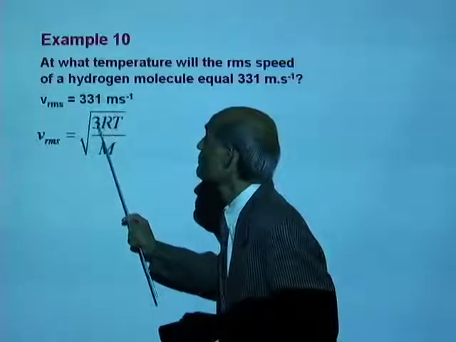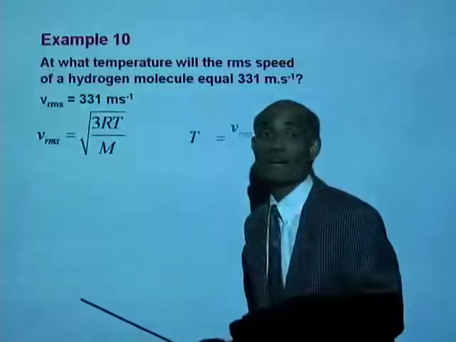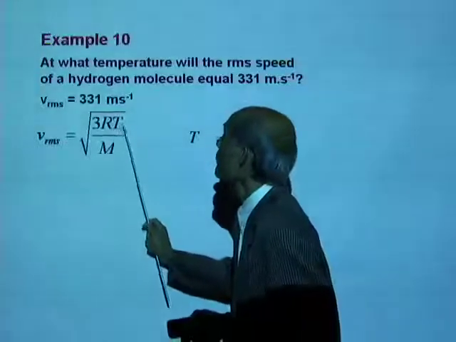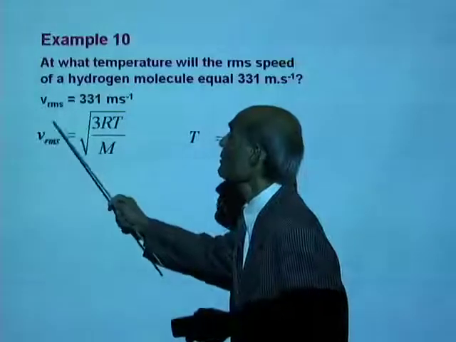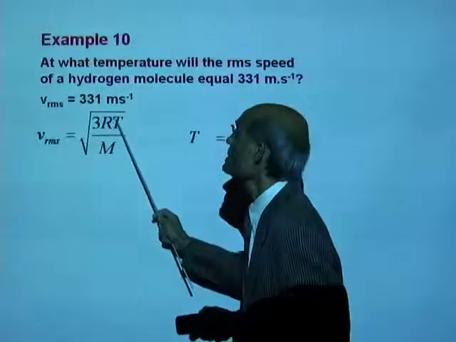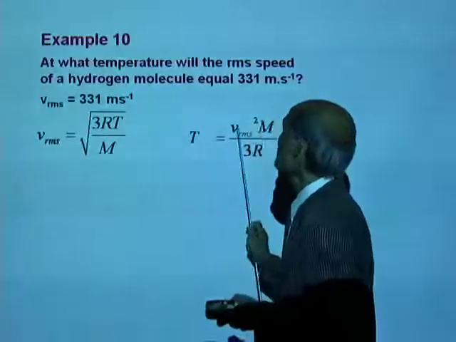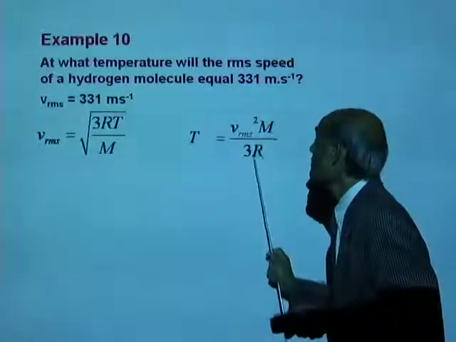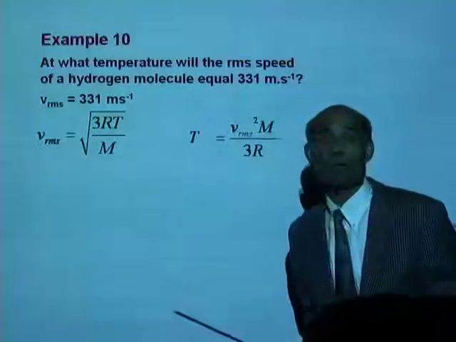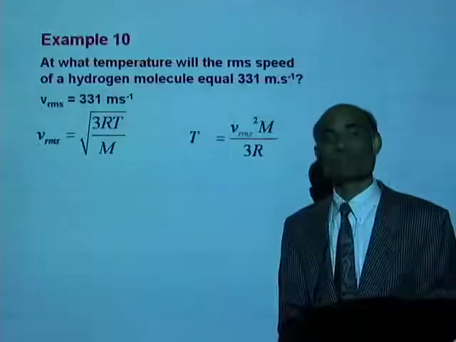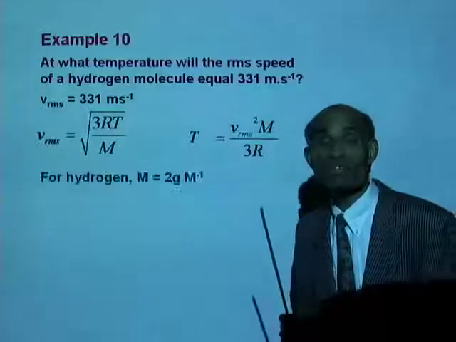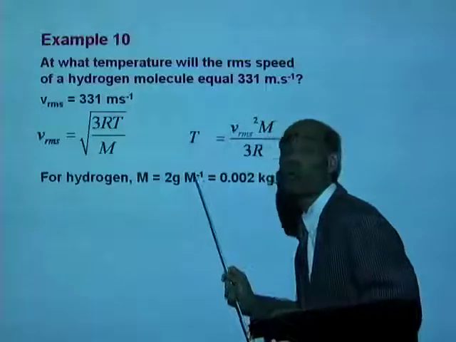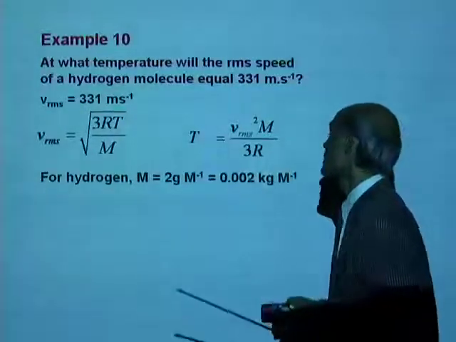Vrms is the square root of 3RT over M. Therefore, to solve for the temperature T, square both sides. Vrms squared equals 3RT over M. Therefore, T equals Vrms squared times M divided by 3R. You know the value of R. Do you know the value of M, the molar mass of hydrogen? The molecular weight of hydrogen is 2. That means the molar mass is 2 grams per mole, which is 0.002 kilogram per mole.